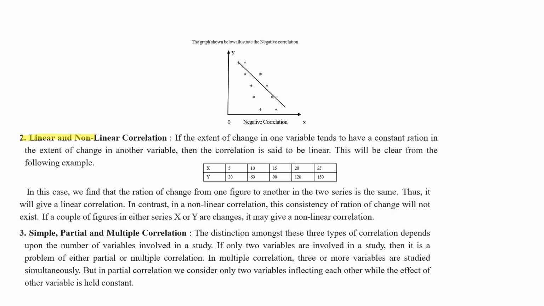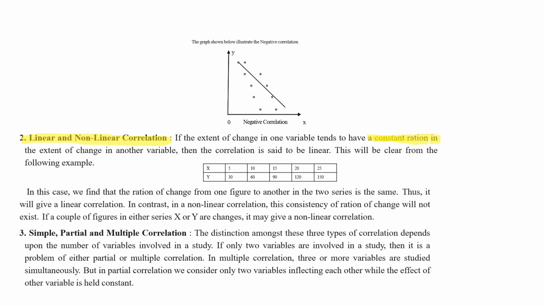Then coming to the linear and non-linear correlation. If the extent of change in one variable tends to have a constant ratio in the extent of change in the other variable, then the correlation is said to be linear. This will be clear from the following example.